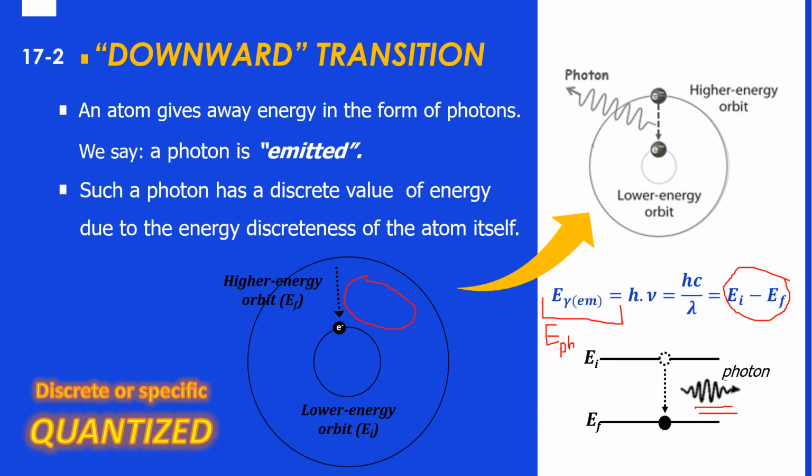So by this, we studied the energy levels as proposed by Bohr. We studied the upward transition in which photons are absorbed, and downward transition in which photons are emitted.